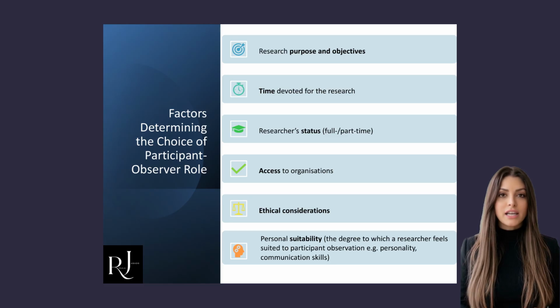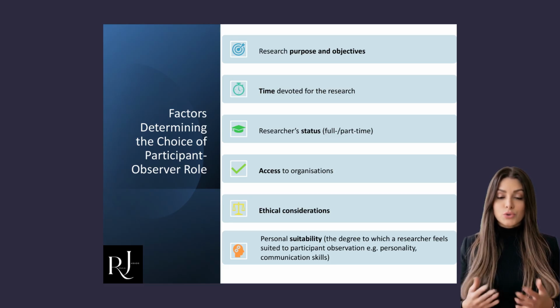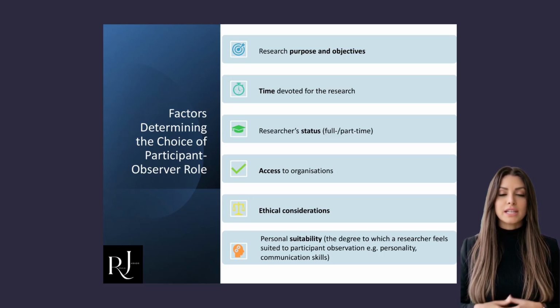For example, if your research objective is to improve team morale, but you only have 2 weeks, a complete observer role might be too distant, but a complete participant role might be impossible to establish. You have to find the sweet spot where your resources, your ethics, and your personality align with the goals of your study. This decision-making process is what separates a professional researcher from a casual observer.